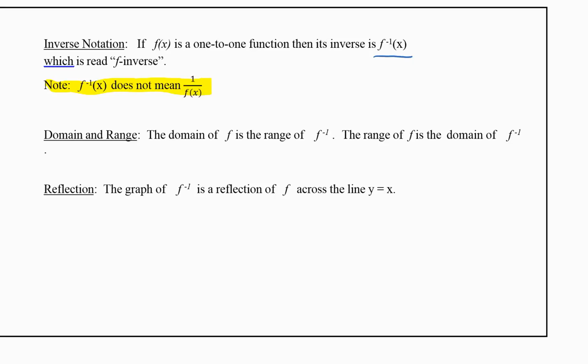Okay, so just like f was the name of a function, or we call it g of x, h of x, whatever. F is just a name. F with the -1 just means f inverse. Okay, so let's do an example.